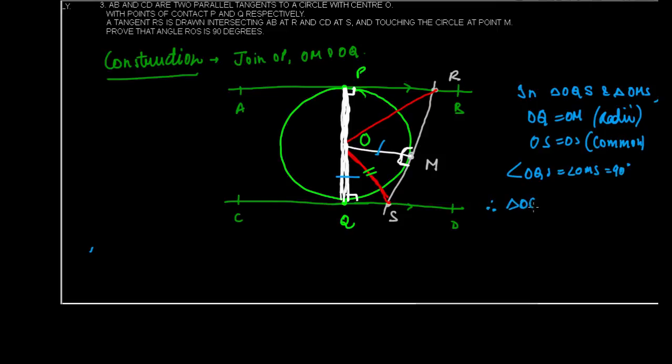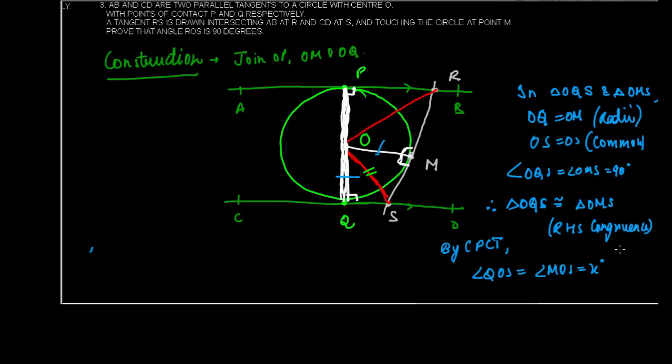Therefore, triangle OQS is congruent to triangle OMS. By what congruency? By RHS congruence, that is right angle, hypotenuse, side. Right angle, hypotenuse is equal and one side is also equal. Therefore, they are both congruent. So by CPCT, I can say angle QOS is equal to angle MOS is equal to some x degrees. So let us assume that this angle is some x. So this angle will also be x. Equation 1.